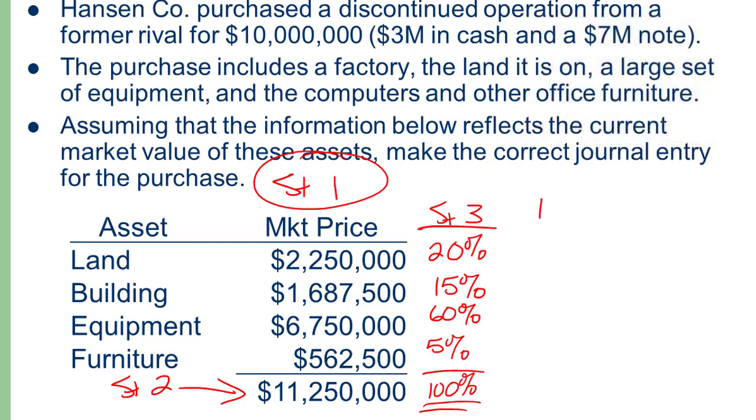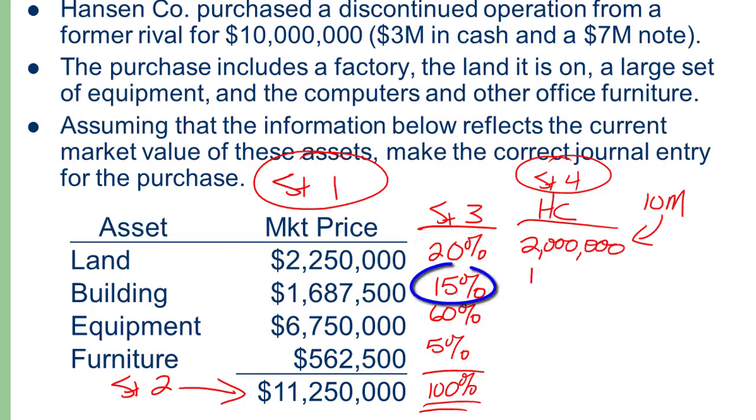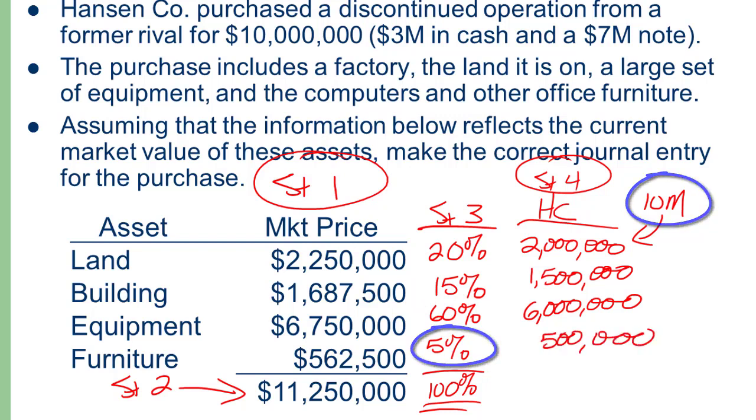Step 4 is to get our historical cost. So to do that, I'm going to take the $10 million purchase price and multiply it by each of these percentages. So 20% of 10 million is 2 million. 15% of the 10 million is 1.5 million. 6 million and 500,000. And as long as these percentages added up, you should add up to the $10 million. If you don't, then you've done something else wrong. So there's another check there.